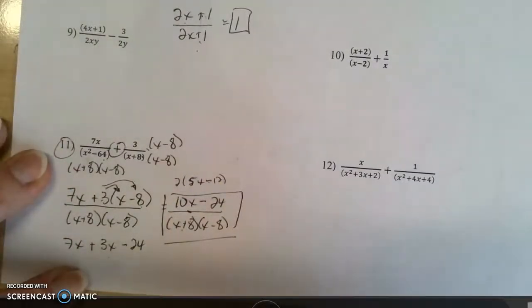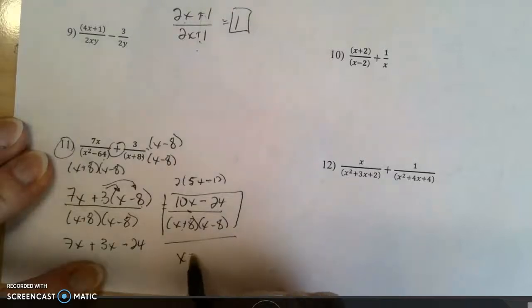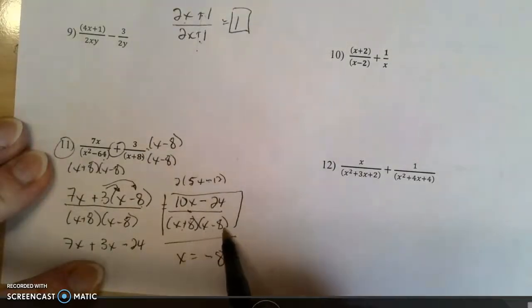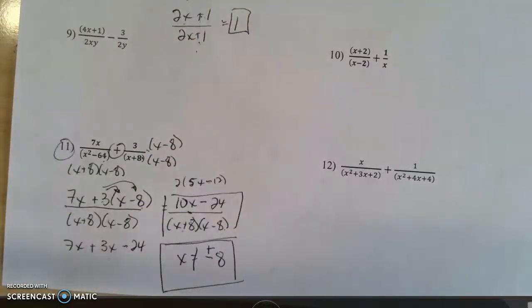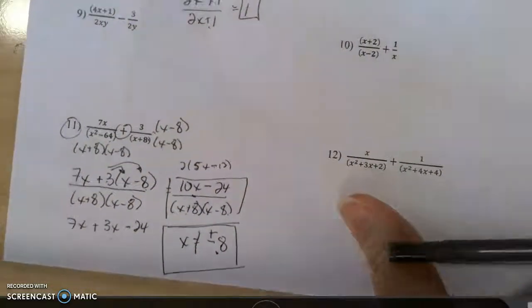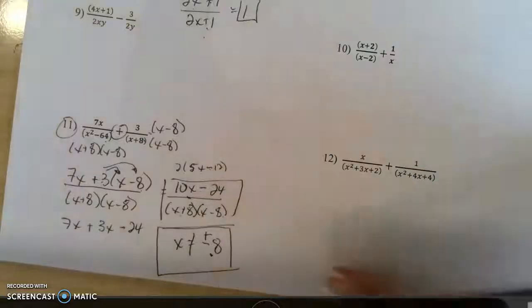Then my excluded values. If I set this one equal to 0, I get a negative 8. And if I set this one equal to 0, I get a positive 8. So x cannot be a positive or a negative 8 for this one. Remember, it doesn't matter what's in the numerator, only the denominator.